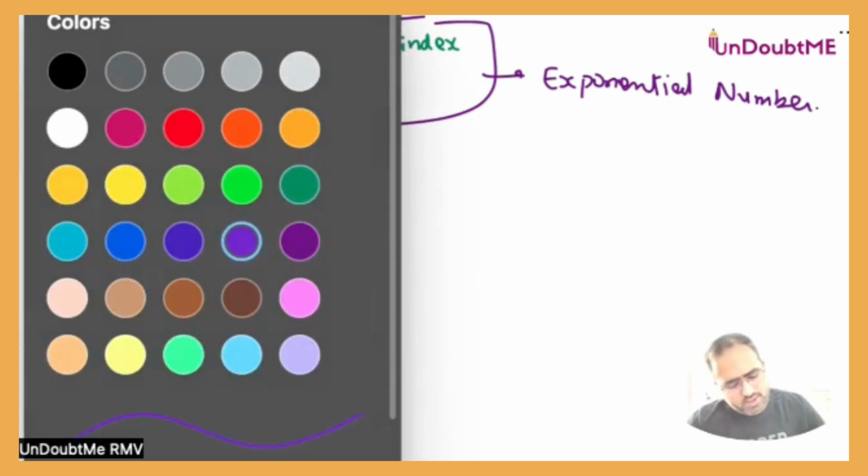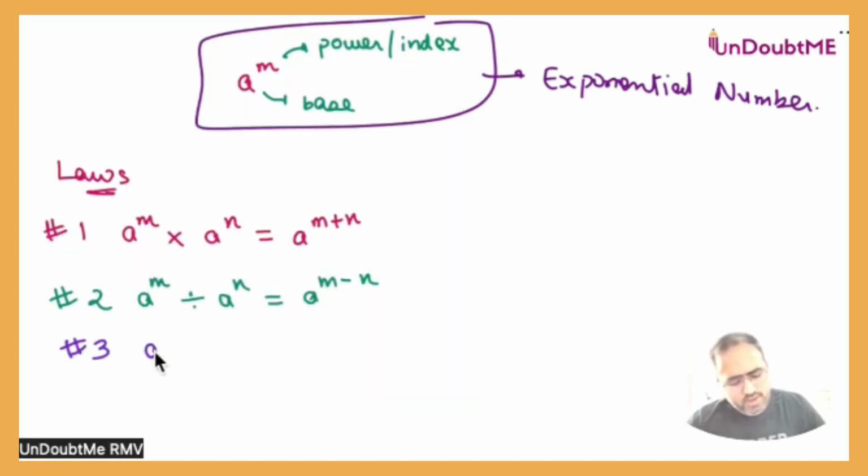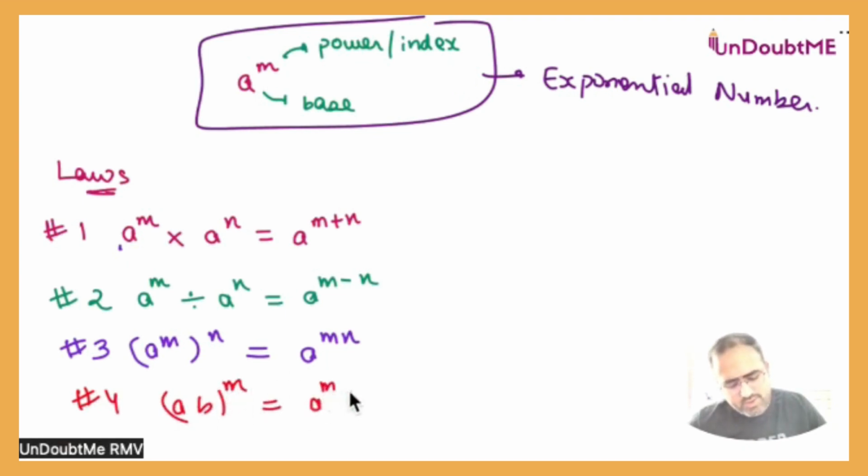Third one, a to the power m raised to n will be equal to a to the power mn. The next law is if I have ab raised to the power m, then it can be written as a to the power m, b to the power m.